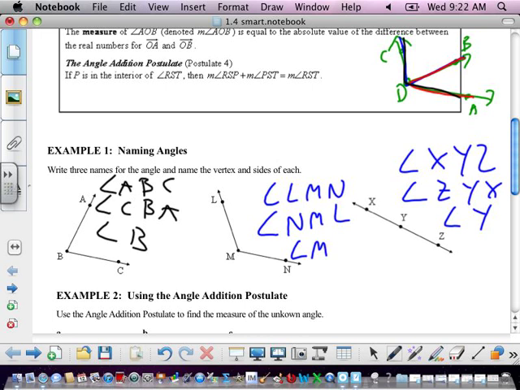Okay, watch. If I'm talking about angle B, do I mean this angle? Do I mean this angle? Or do I mean the whole thing if I say angle B? We don't know. That's why you can't do that. You'd have to say DBC or CBD if you mean the whole thing, or DBA or ABD. So if it's the only angle up there, you can use the vertex. Otherwise, you have to give me three points. All right. Ready for example 2? Yes.